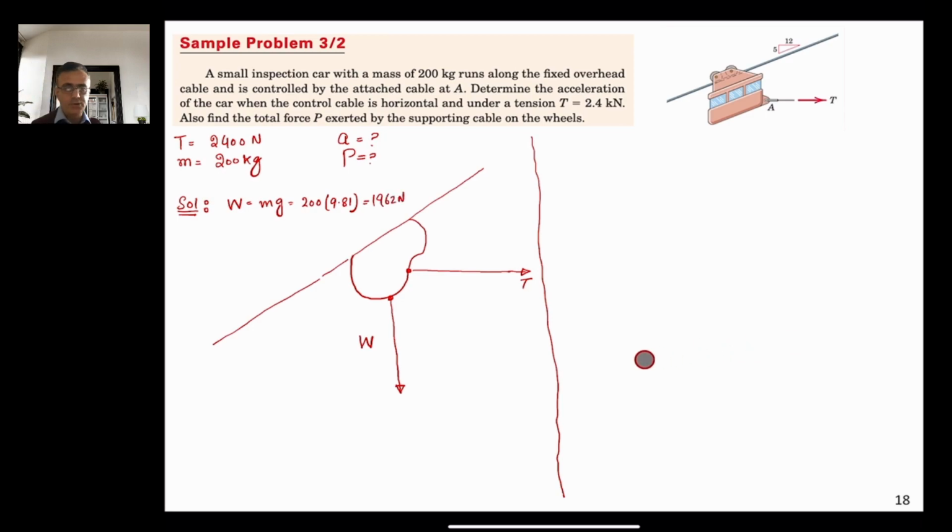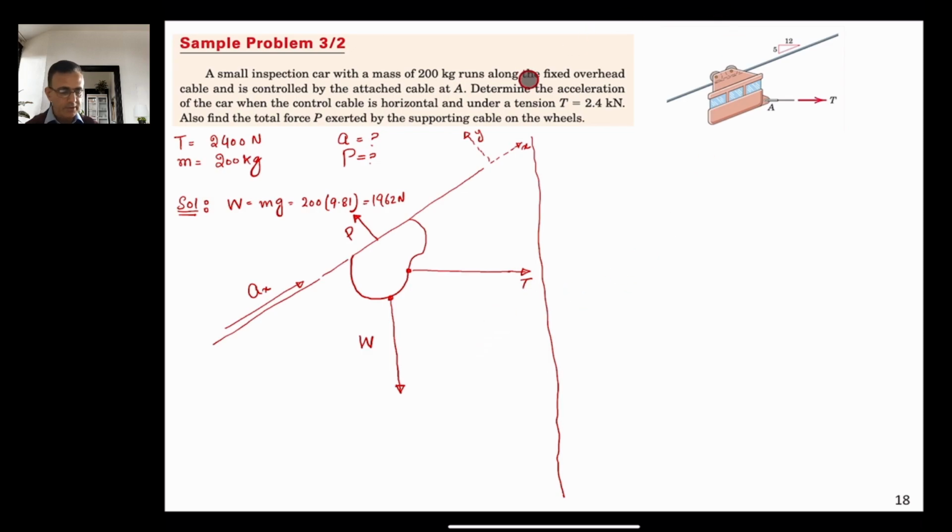So this will give you the weight, which is 1962 Newton. Okay, and we know the weight now, and we know that P is perpendicular to the cable, which is the force of the cable on the inspection car. We will assume that the body is accelerating in the upward direction, so ax, and the coordinate system we assume is that x is in this direction here and y is in this direction here. Okay, so this is our free body diagram.